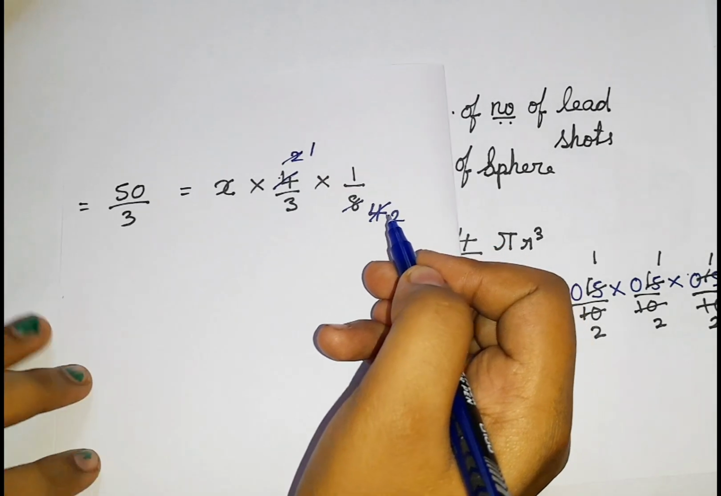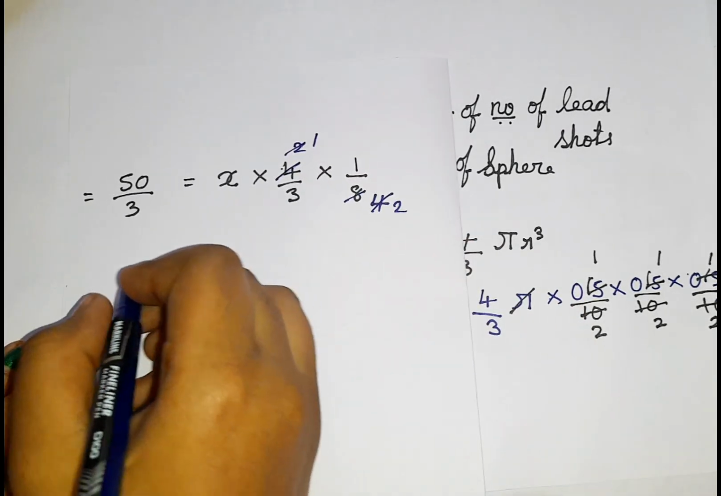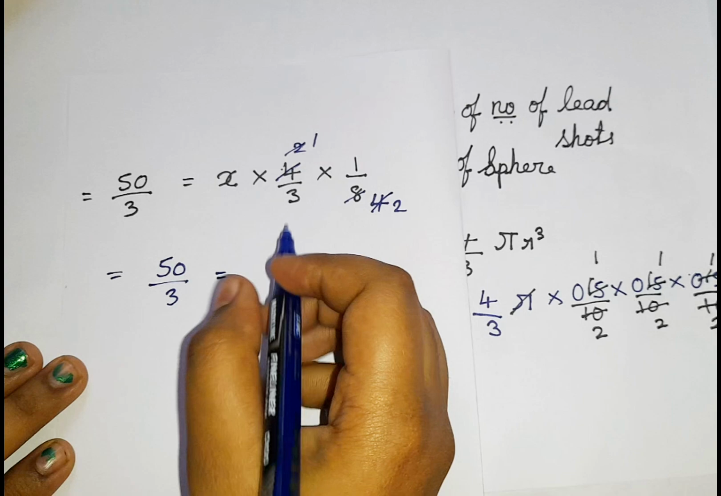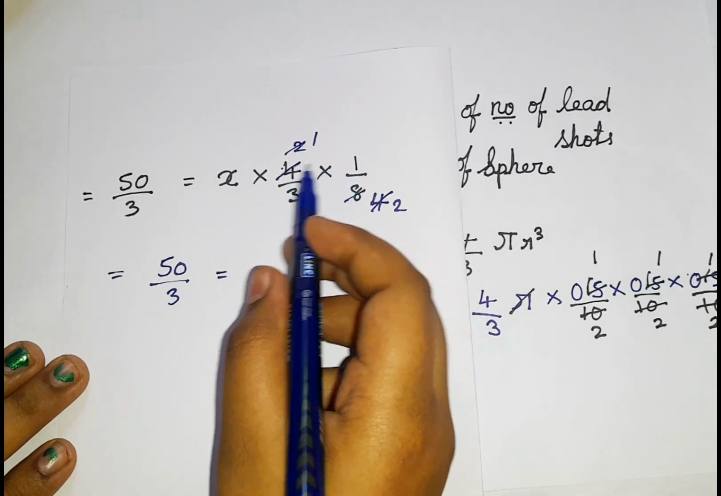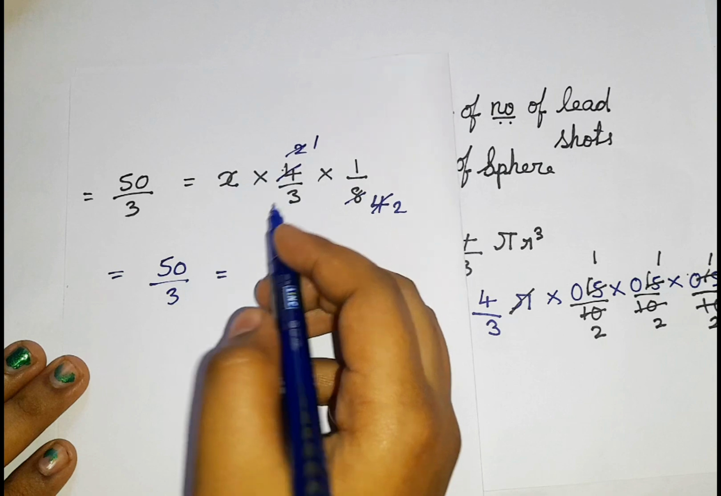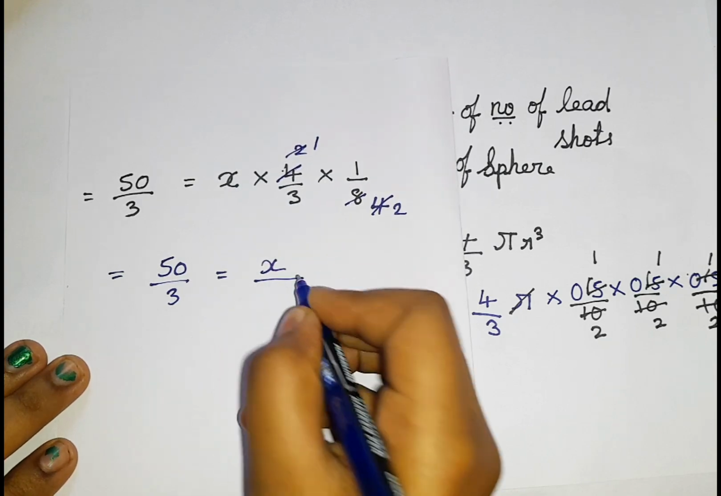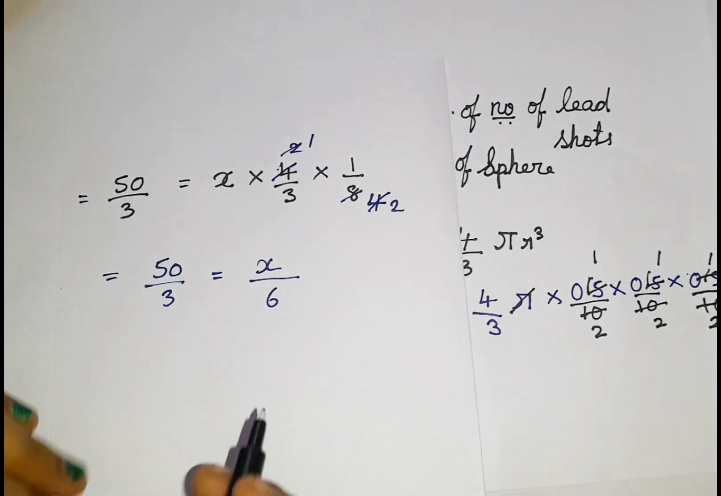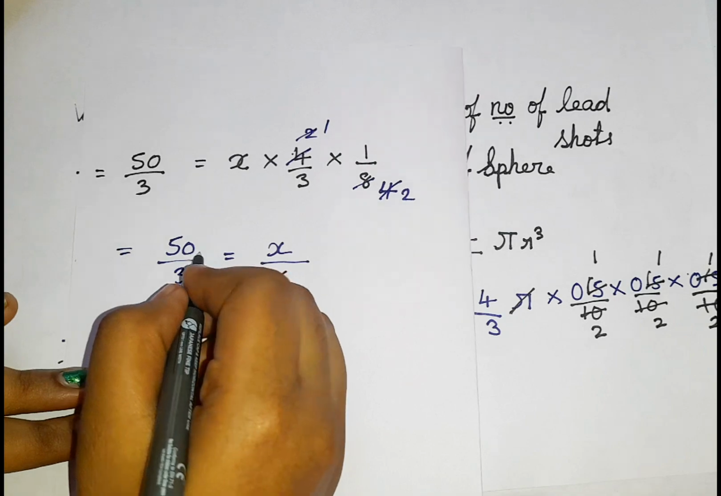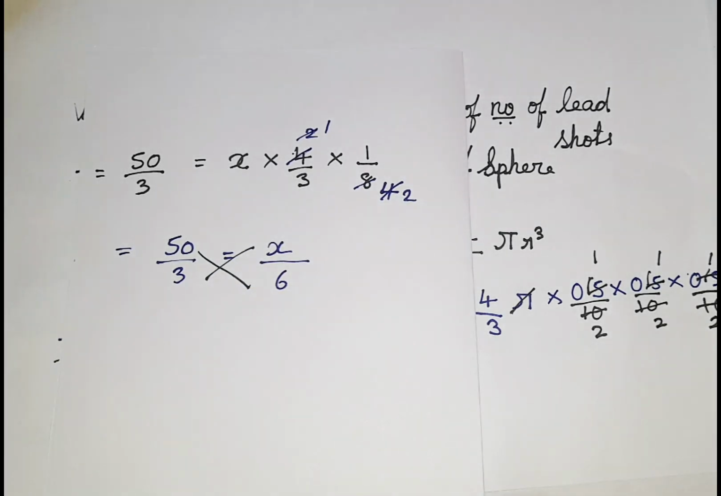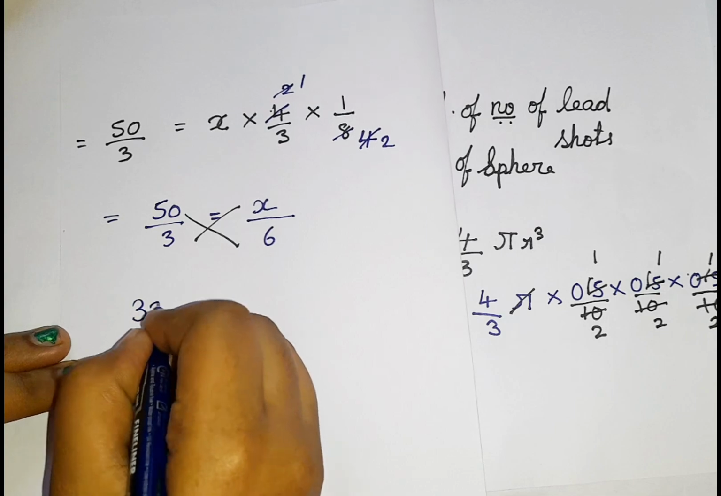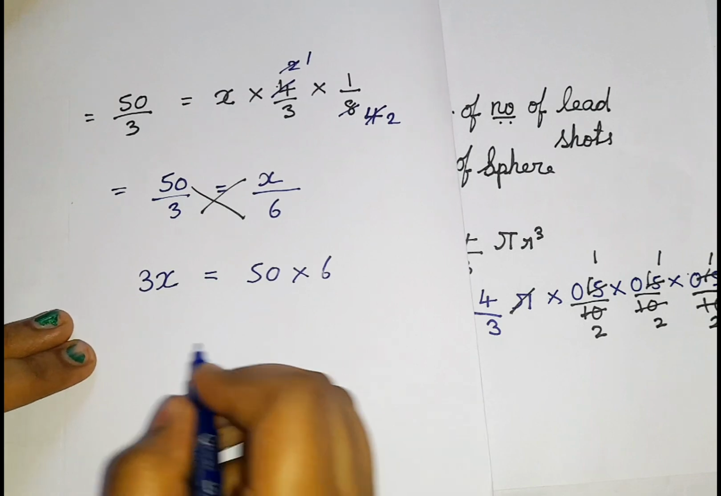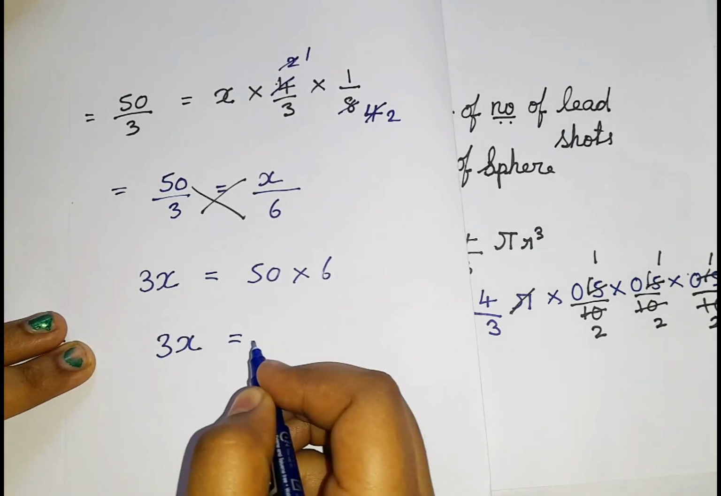Okay, now what we can do is we can solve them. So 50 by 3 as it is equal to, so what all things we have? We have 1 into 1 and 1 into 1 is 1, 1 into x is x. So we can write x by 3 2s are 6, am I right? Okay, so now what we can do? We can actually do cross multiplication. So when we just do cross multiply, then we get 3x is equal to 50 into 6.